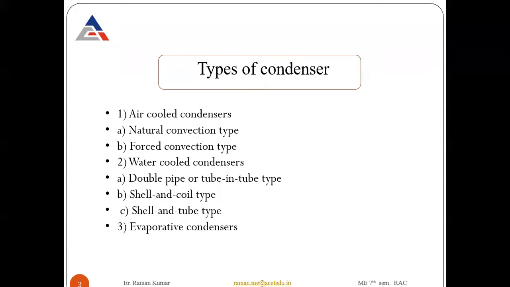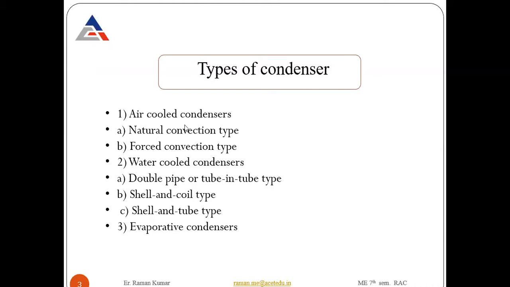Next we have the water cooled condenser. Under the water cooled condenser we have the double pipe or tube in tube type condenser, the shell and coil type condenser, the shell and tube type condenser, and the evaporative type condenser.